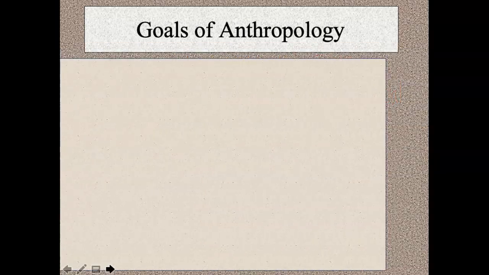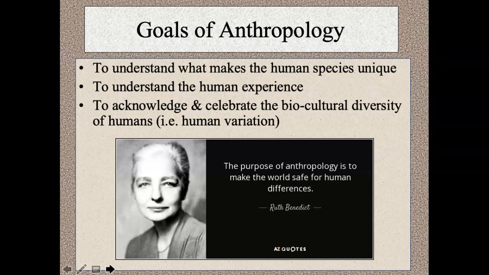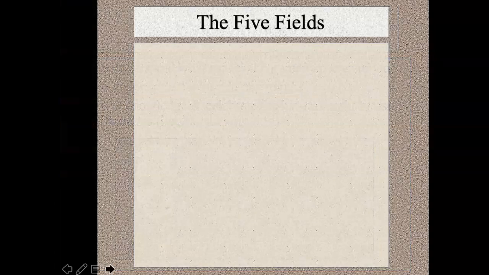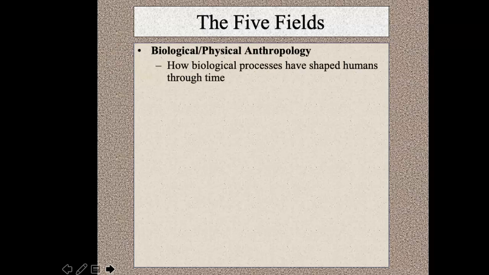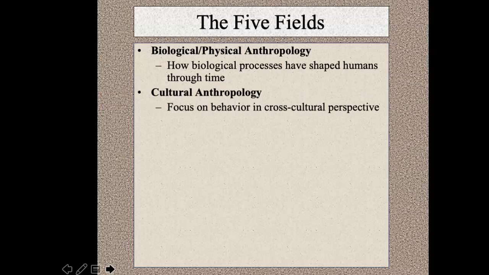To help guide anthropological research, we have a set of overarching goals, which include understanding what makes the human species unique, understanding all of the forces that shape our experience of being human, and promoting awareness of the biocultural diversity of humans. To accomplish these goals, anthropology is traditionally divided into 5 fields, each with its own particular focus. Biological or physical anthropology, the focus in this class, is concerned with humans as biological organisms, their anatomy, genetics, and evolutionary development. Cultural anthropologists study human societies in cross-cultural perspective.